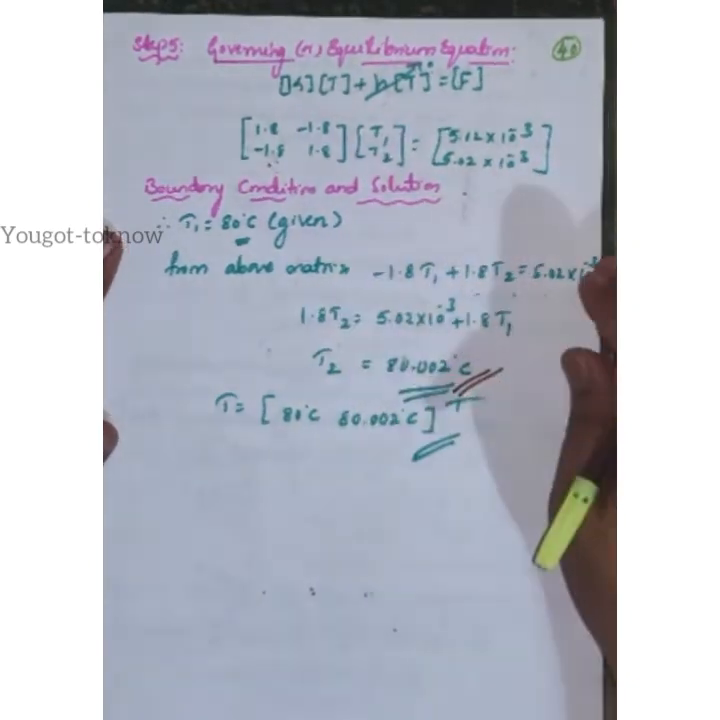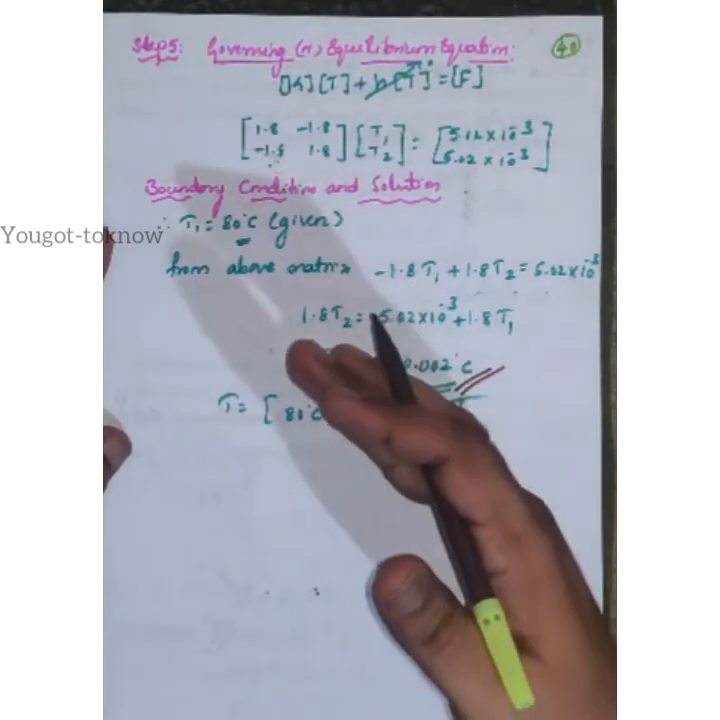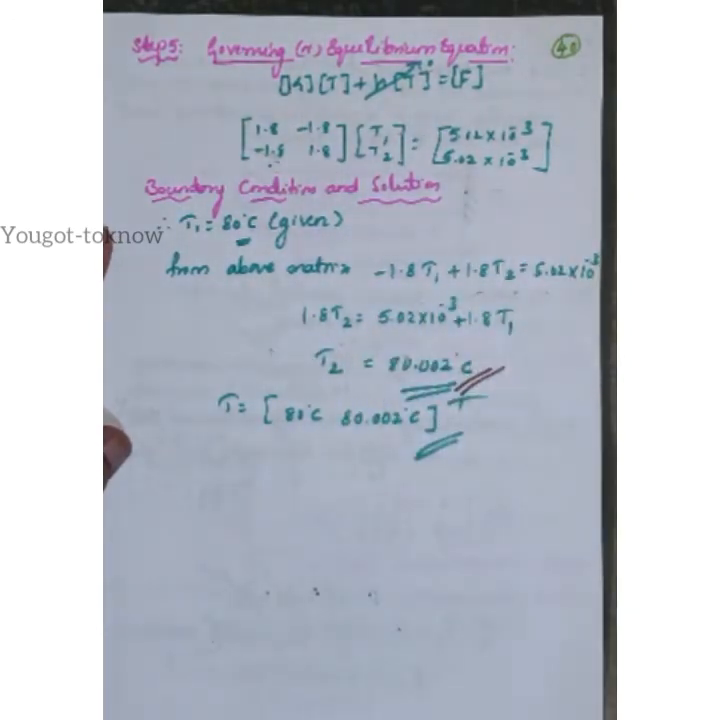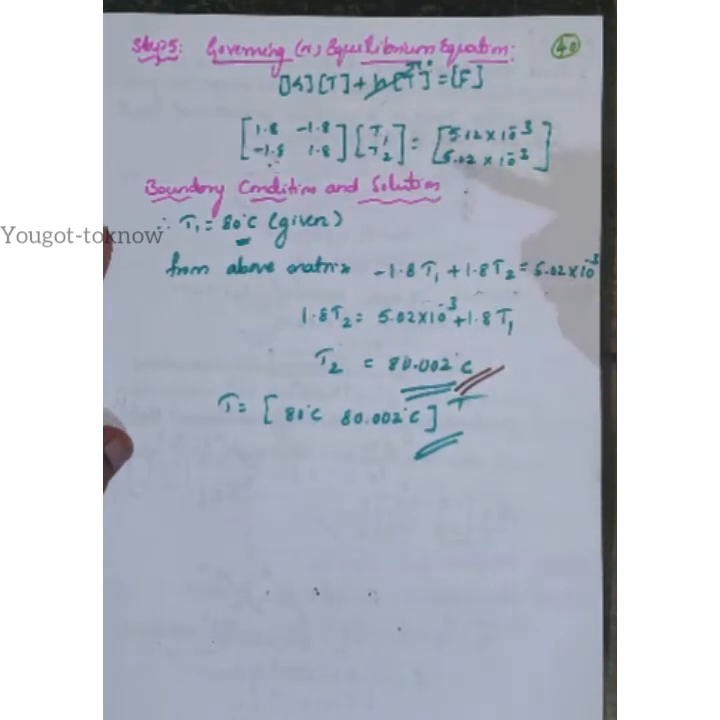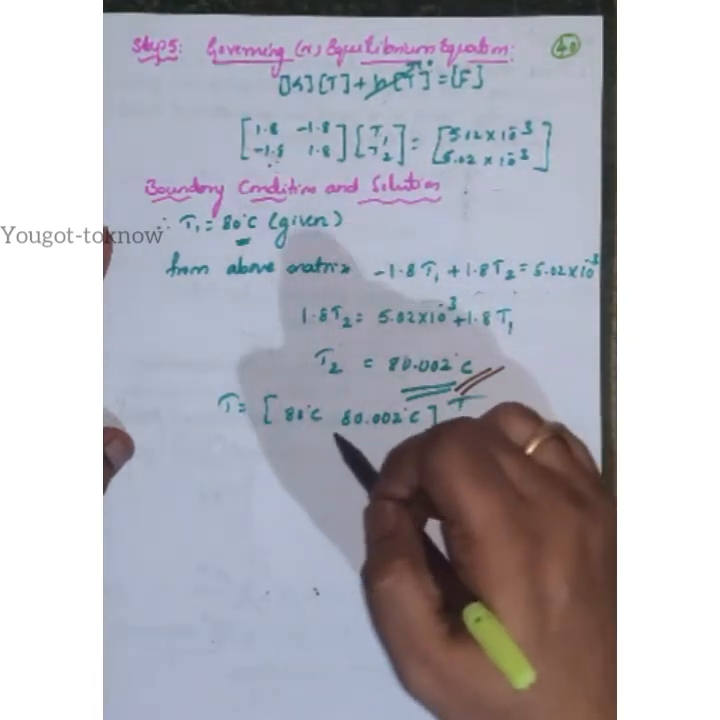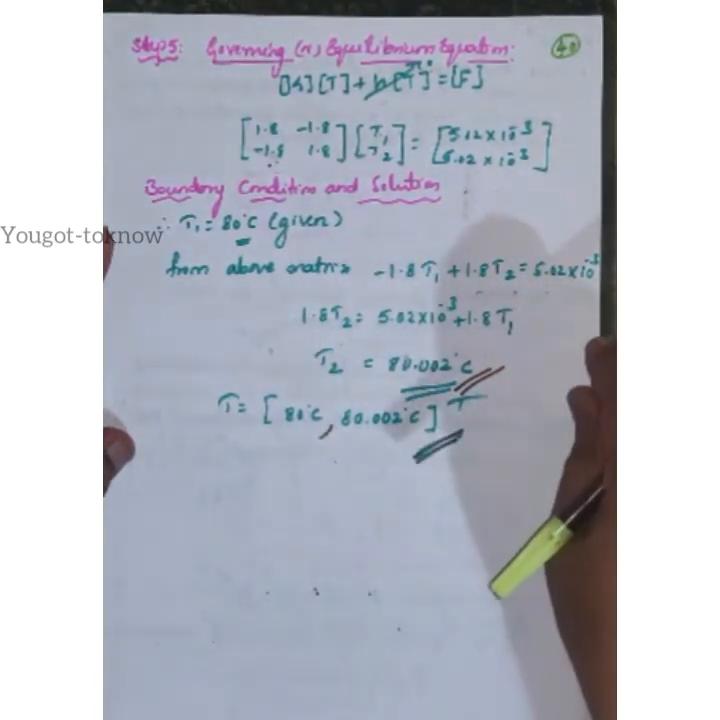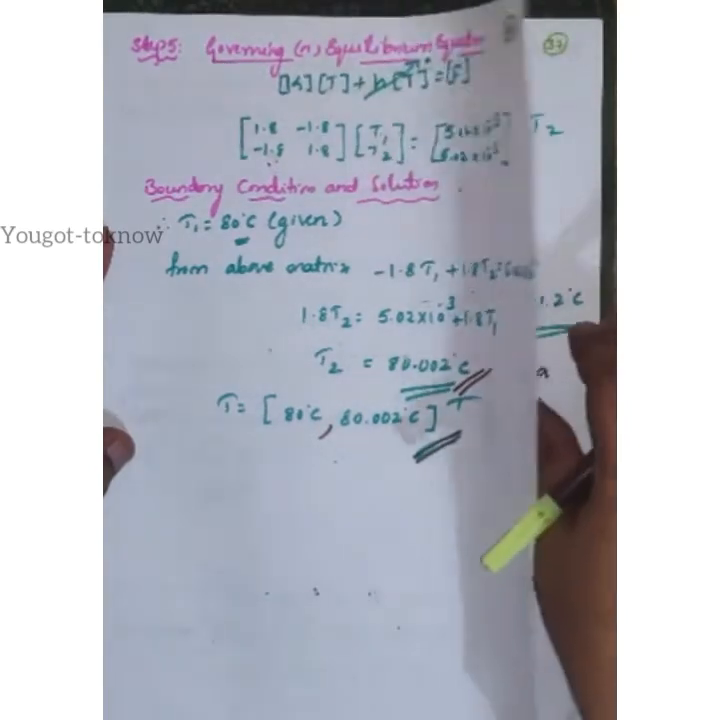That means because here it is a steady state problem, whatever heat is entering, the same amount of heat will be there at the end also. If there is an unsteady state, the temperature will vary with respect to time. Because of this, you are getting the same value of temperature. Now this is one type of problem. See, I can solve one more type of problem.